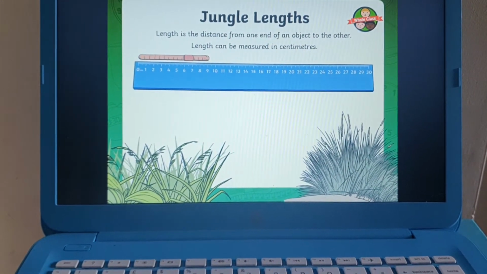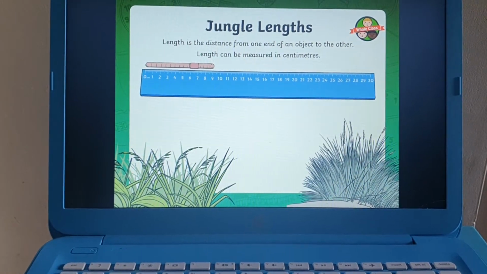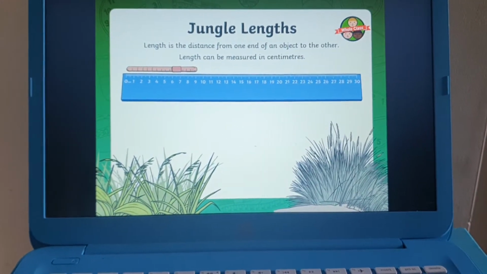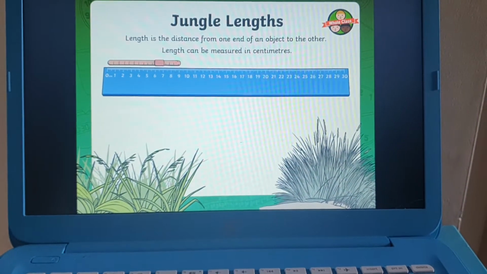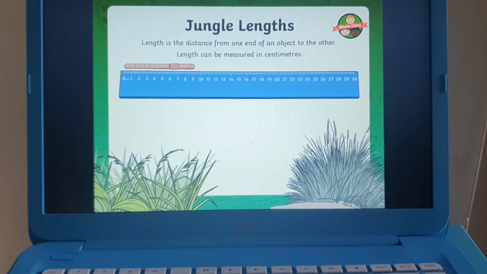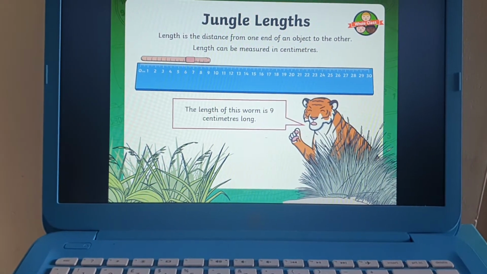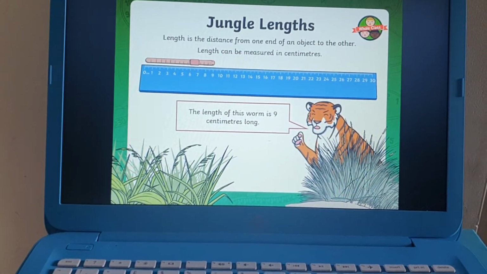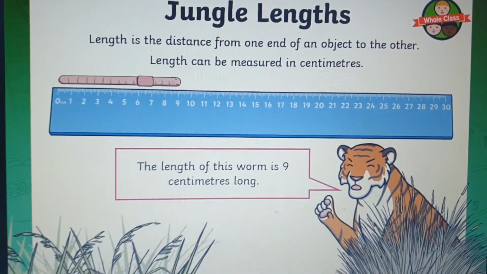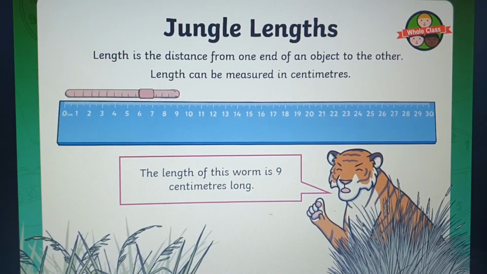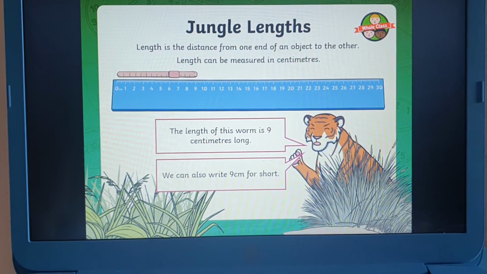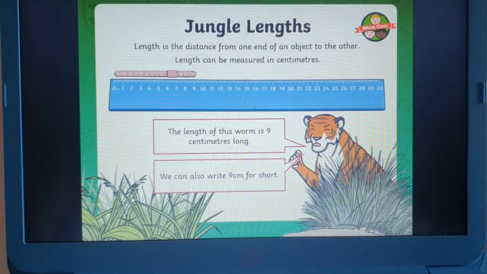Okay, so length is the distance from one end of an object to the other. Length can be measured in centimetres as well. We know this from our earlier PowerPoints. Now when you're measuring, it is really important that the start of the object is always on the 0. Otherwise your measuring is not going to be accurate. The length of the worm is 9 centimetres long. Can you see that? It starts on the 0 and the other end is at the 9, so it's 9 centimetres long. We can use cm for short.